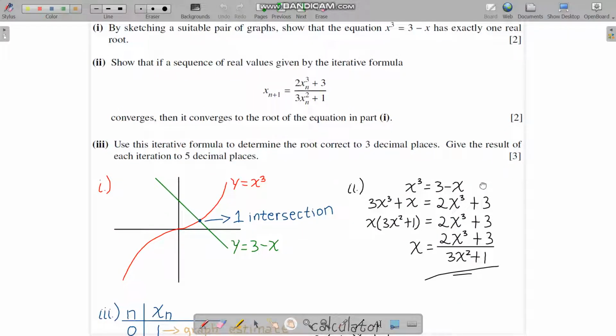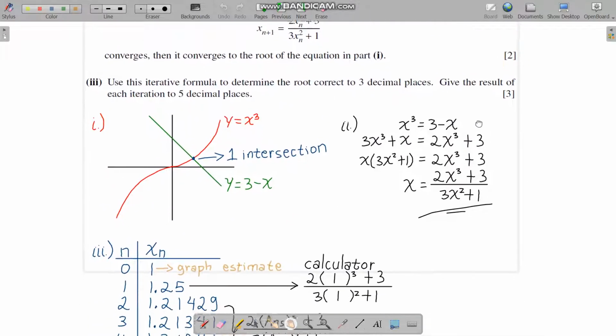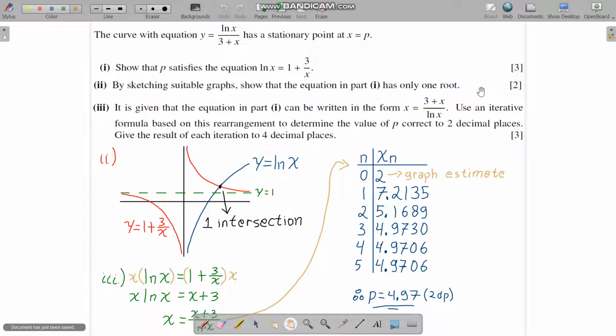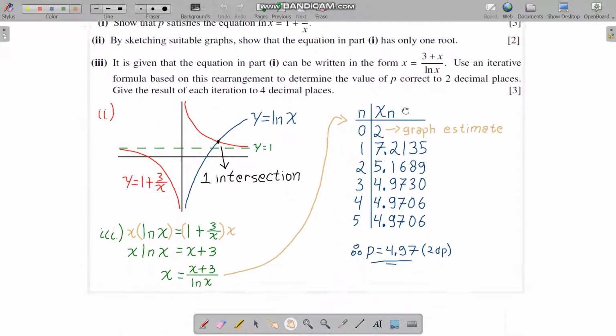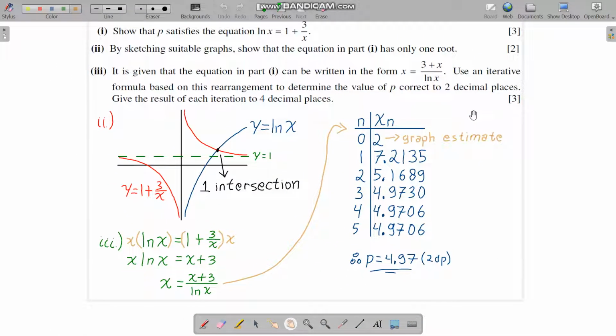Yeah, for the next question, I think it's also similar. This one, it's again similar by reading the graph first. Just read the PDF on your own. Alright, I'll see you again next time.